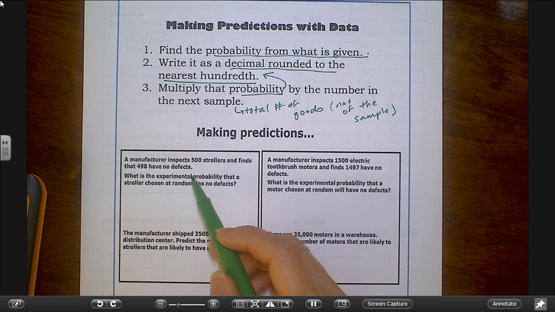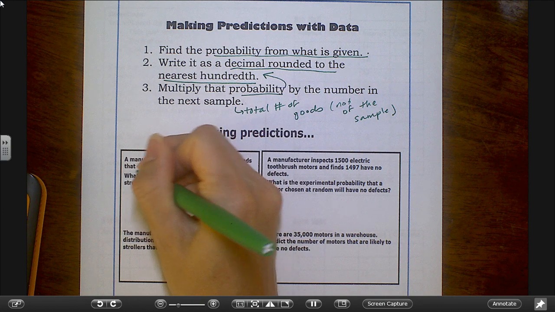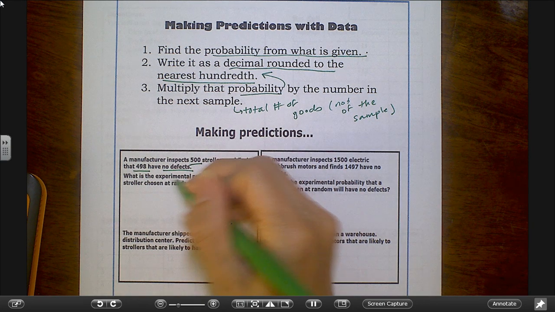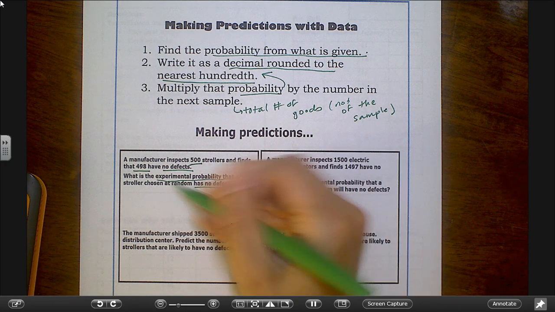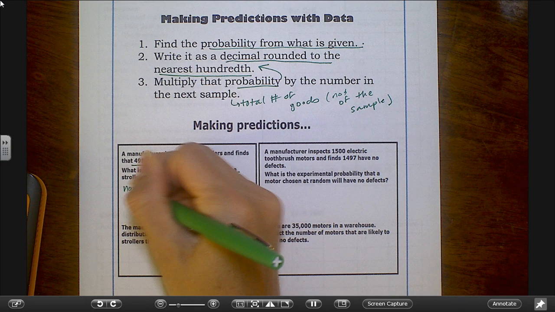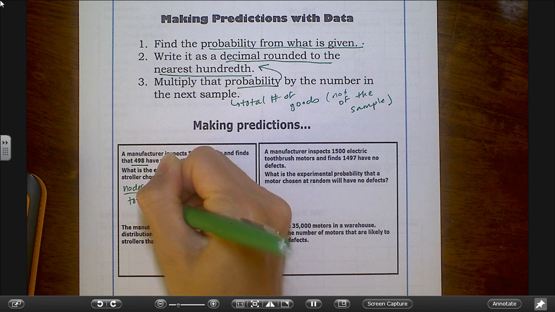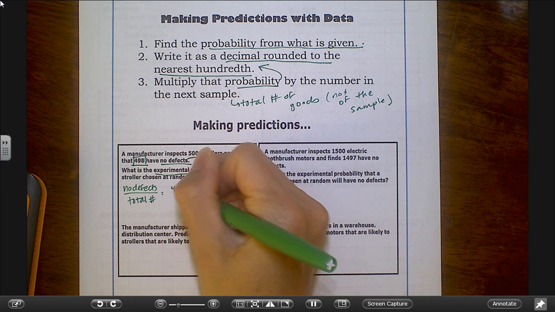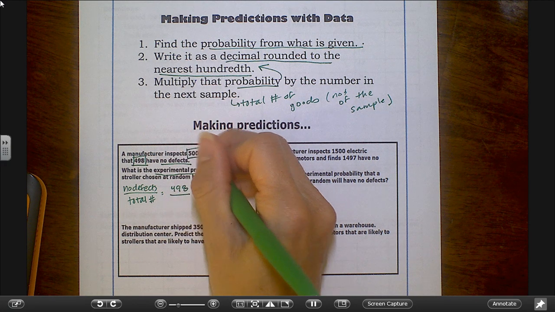So a manufacturer inspects 500 strollers and finds that 498 of them have no defects. What is the experimental probability that a stroller chosen at random has no defects? So one of these. So you take these two numbers. So I want no defects over the total, right? So the ones that have no defects, that's 498 over my total of 500.